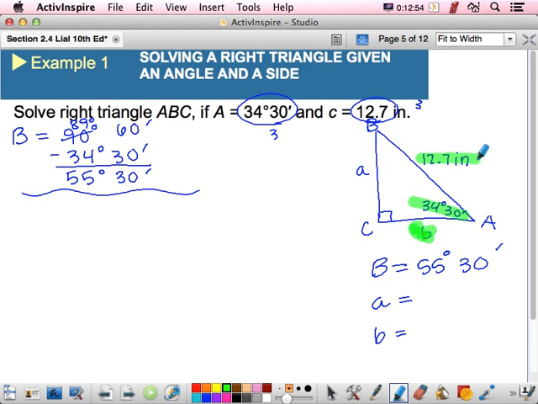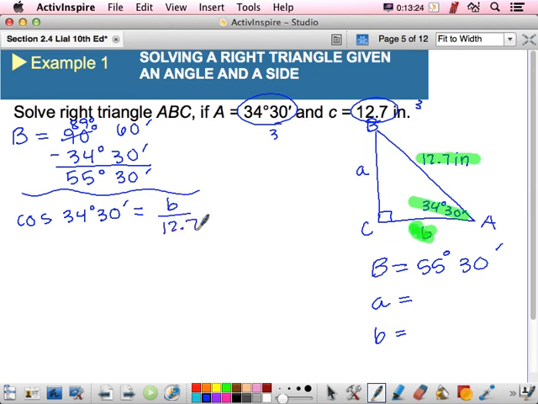Is that sine? Sine would be opposite over hypotenuse, so that would be a over 12.7. I want the one that relates b and the hypotenuse, and that would be adjacent, right? So that's cosine. So that's adjacent over hypotenuse. So we will write an equation: cosine of the given angle, 34°30', has to equal the adjacent side, which is b, over the hypotenuse, which is 12.7.